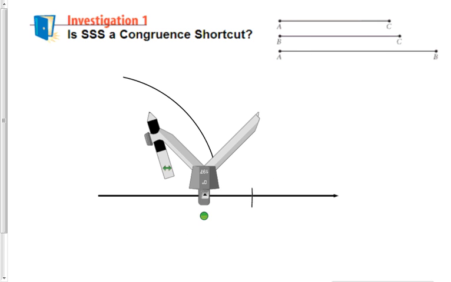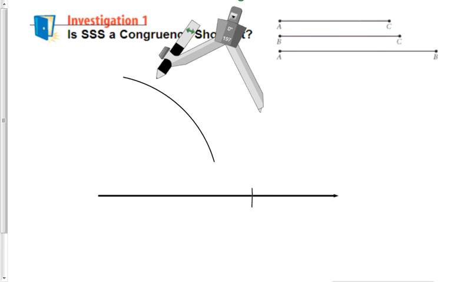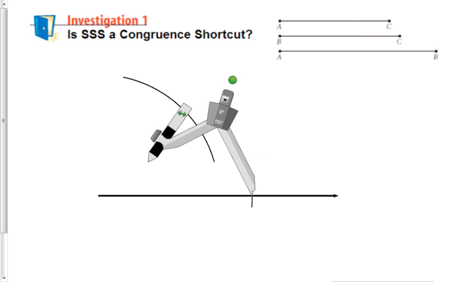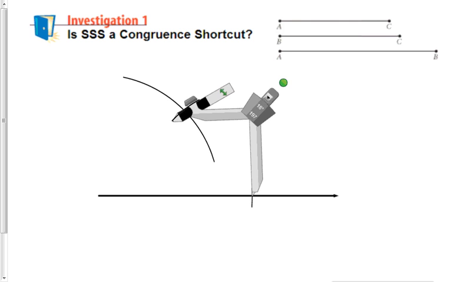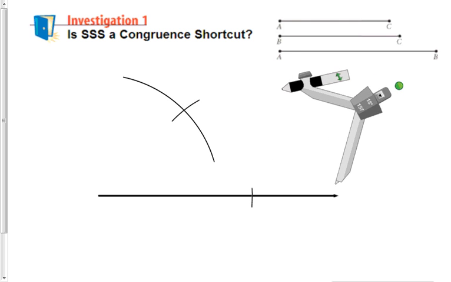I'm going to come down here. Let me rotate this around. Put my compass on that end point. And now I'm interested in where these arcs intersect, right? So what I have is, this was A, B, and then AC would go from here to here, and BC would go from here to here. So now I've constructed triangle ABC.